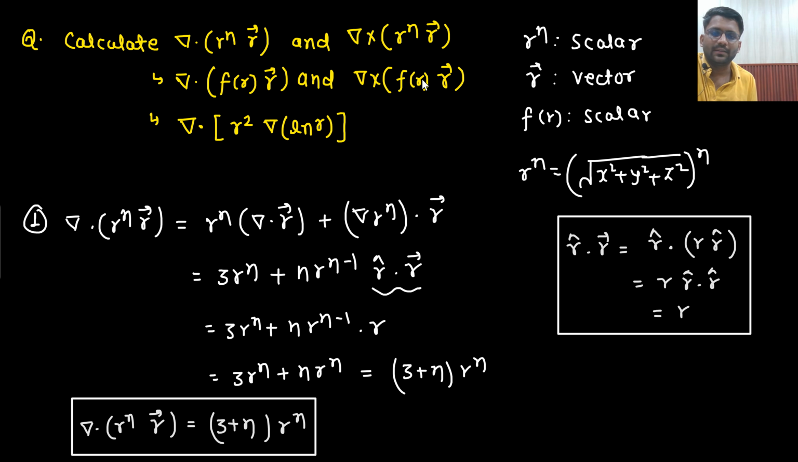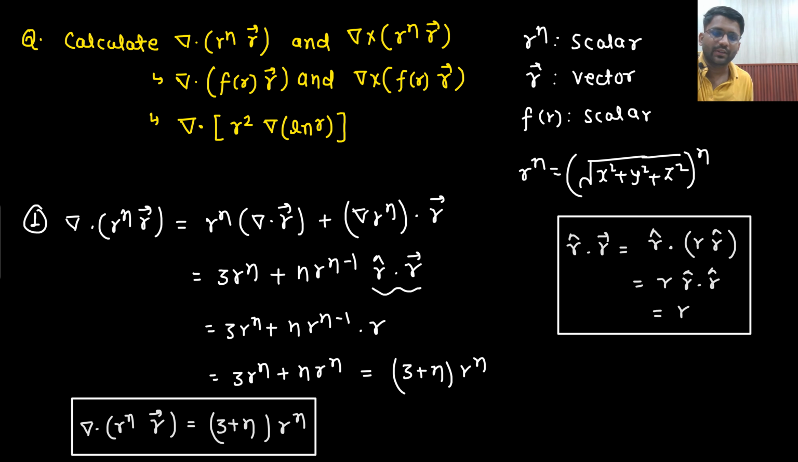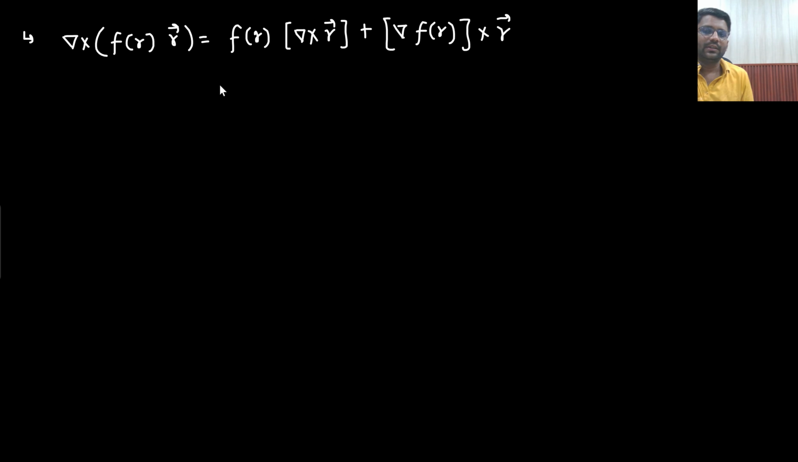Okay. Next, del cross f(r) R vector. So what will happen? Sir, f(r) will come outside as it is, and this del will say that I will deal with R vector. Then del will say that I want to deal with f(r), then cross product with R vector. Understandable? So what result will this give you? 0.